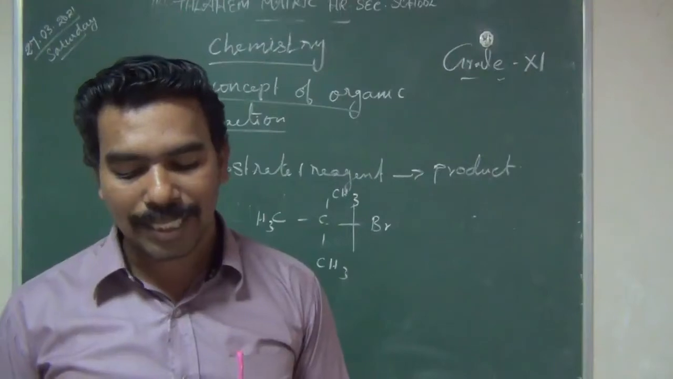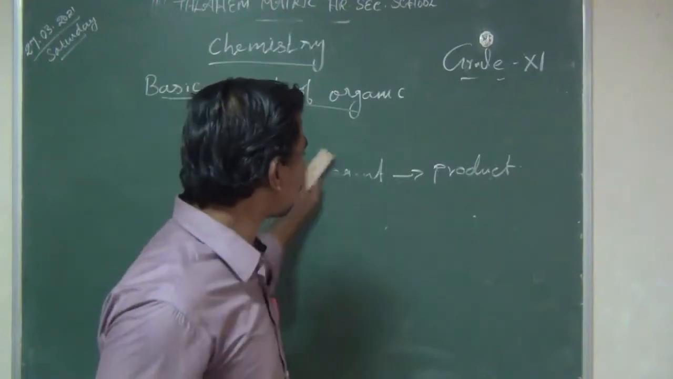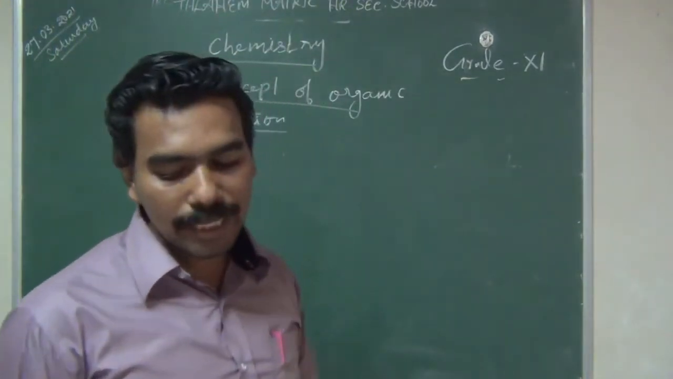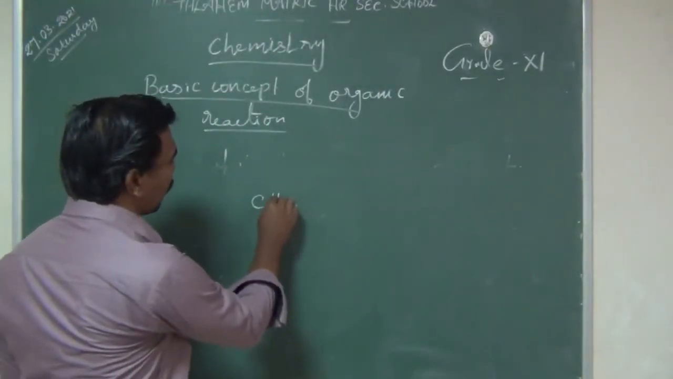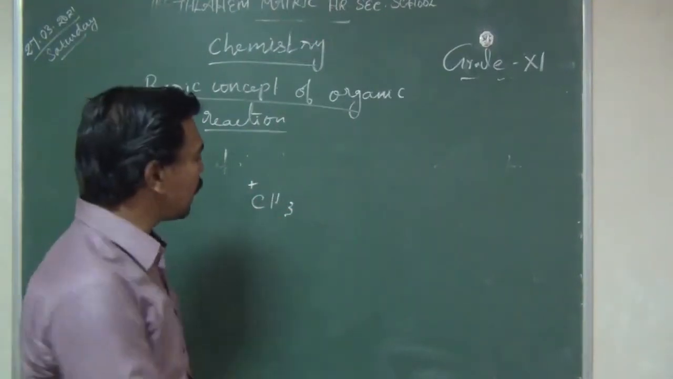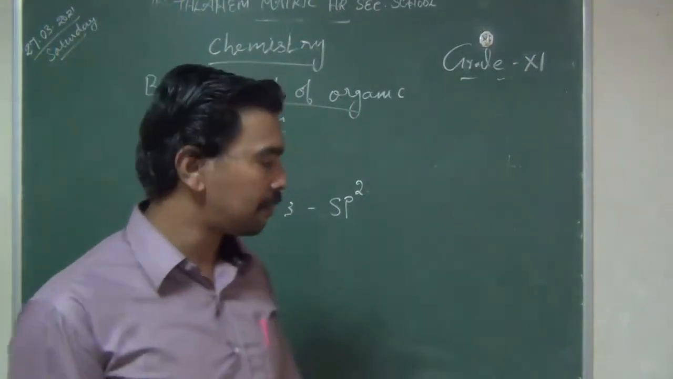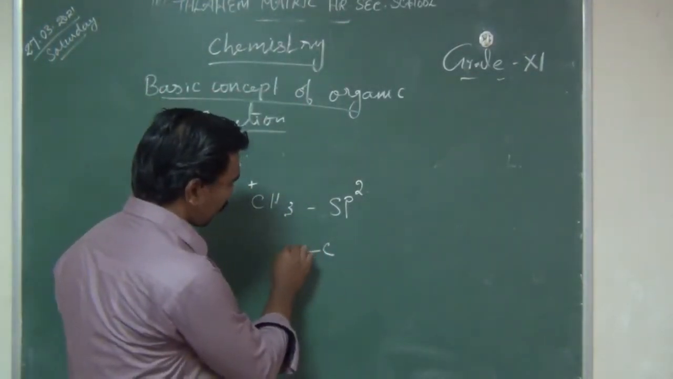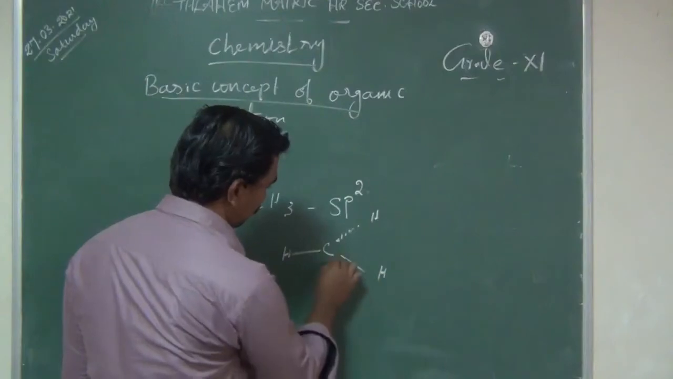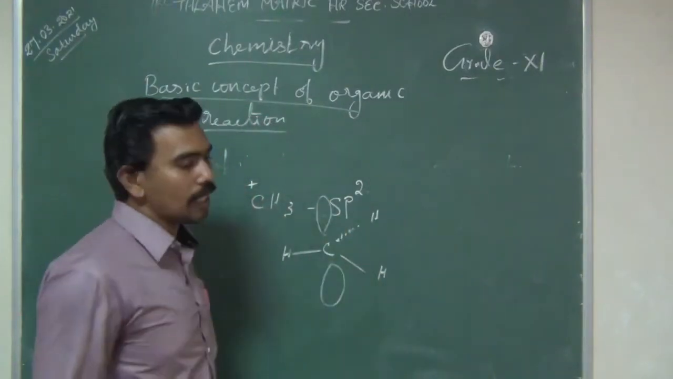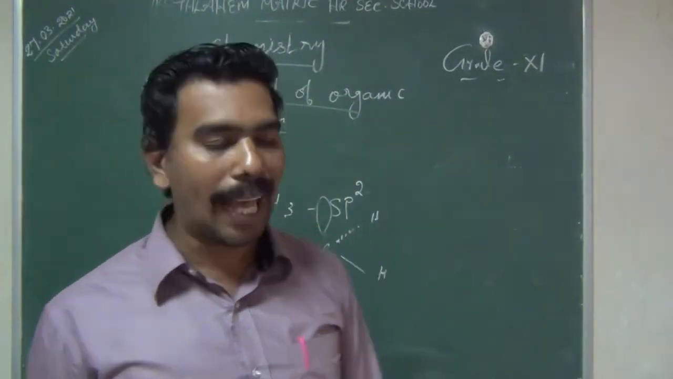Okay, the next one is the hybridization of carbon in carbocation. The hybridization is discussing the carbocation and carbanion. When you consider the carbocation, this hybridization is the sp2 hybridization. sp2 hybridization, this is a planar structure. It shows the planar structure. This is the carbocation.